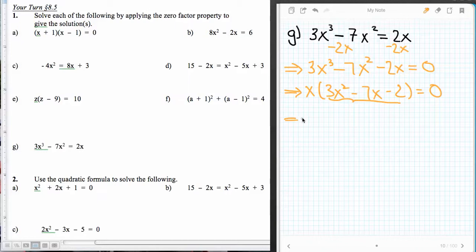So now I have an x times a 3x and an x here for the factors of 3, and then a 2 and a 1 here for the factors of that. Now the only problem is I need to make a difference of 7. And I can't make a difference of 7, I can only make a sum of 7. So this one isn't going to factor, unfortunately, unless this one would be a plus. And unfortunately, it isn't a plus.